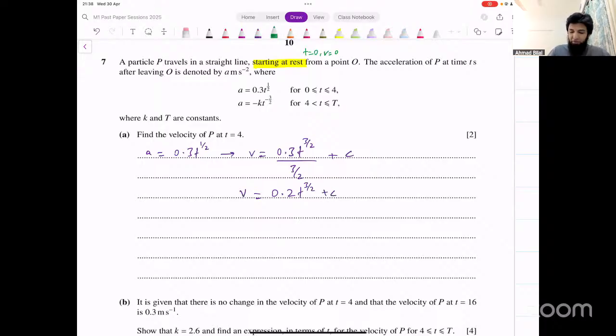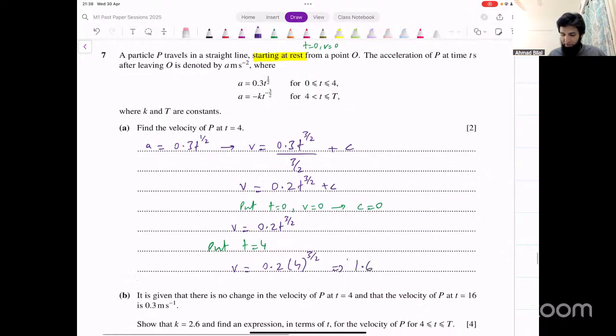What's the value of c going to be? We know that when time is 0, v is equal to 0. So let's input t equal to 0. That gives us v equal to 0, and that gives us c equal to 0 as well. For that reason, the velocity function becomes 0.2 into t raised to power 3 over 2. Input that value of t in this now, and that will give you the corresponding value for v. See what that turns out to be. v equals 0.2 into 4 raised to power 3 over 2. What's the result that we get from this? 1.6. That's the final answer.